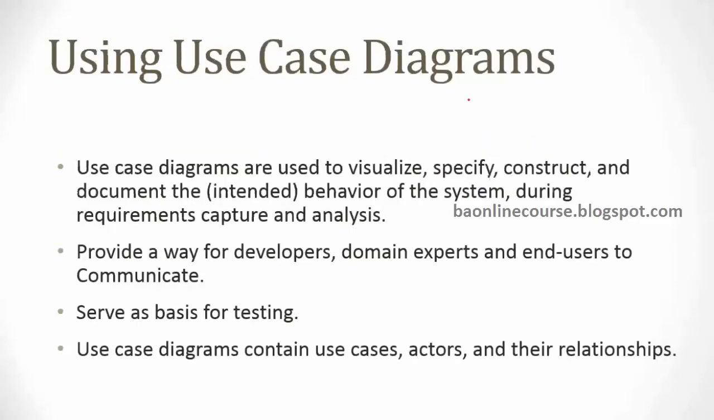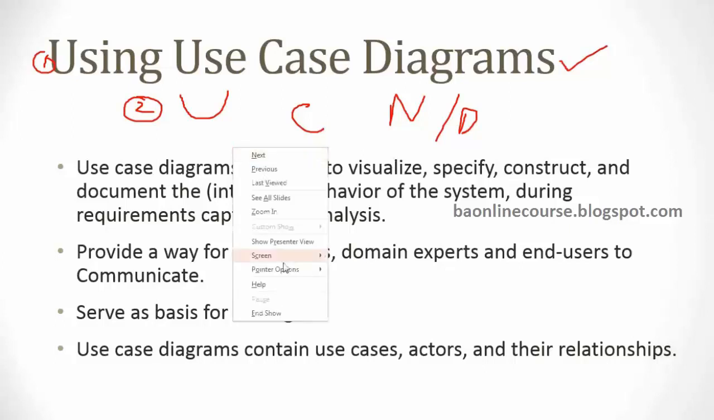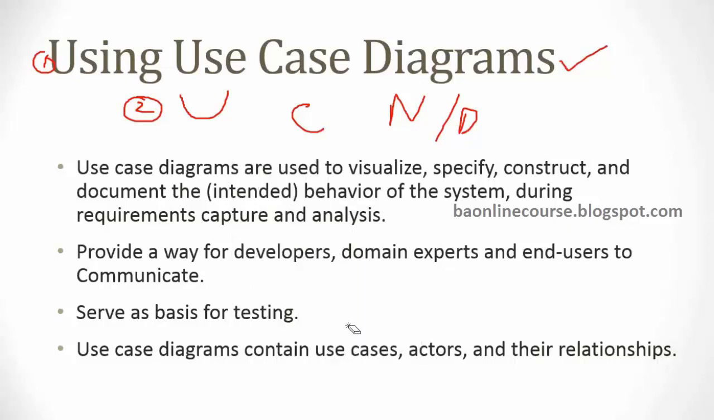Now, use cases consist of two main components. One is the use case diagram. Then you have a use case narrative or use case description. So this is part one, the use case diagram. The part two is the description. For now, let's ignore the use case description. We'll just focus on the use case diagram first, right?